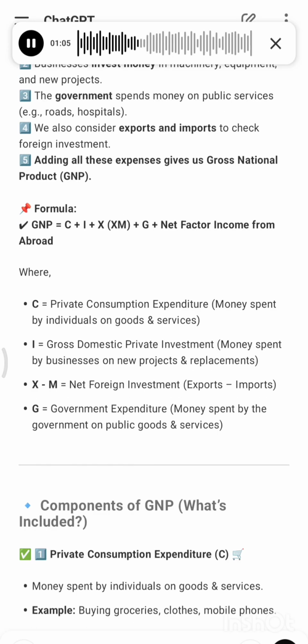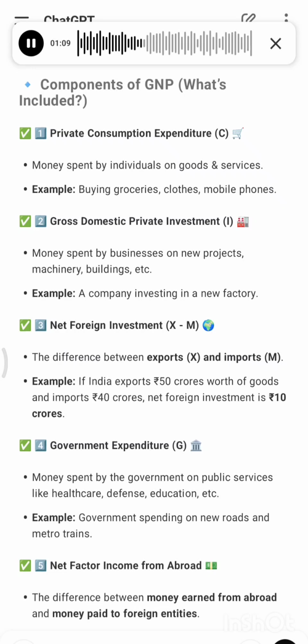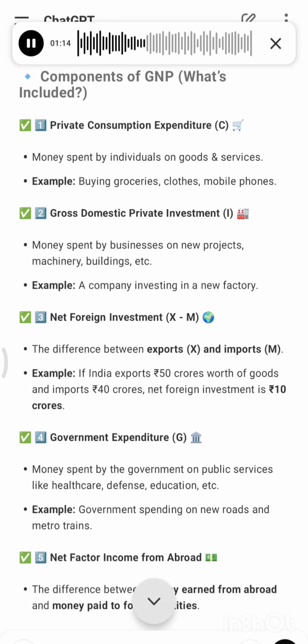Components of GNP. What's included? 1. Private consumption expenditure. Money spent by individuals on goods and services. Example, buying groceries, clothes, mobile phones. 2. Gross domestic private investment, I. Money spent by businesses on new projects, machinery, buildings, etc. Example, a company investing in a new factory. 3. Net foreign investment, X minus M. The difference between exports, X, and imports, M.